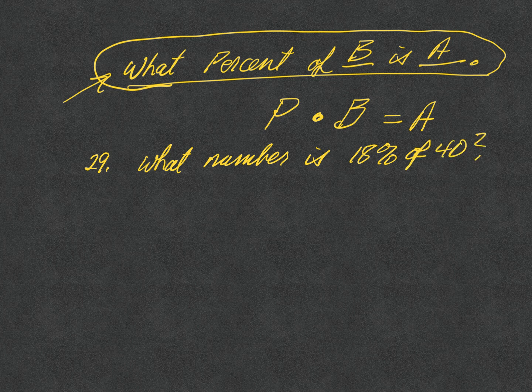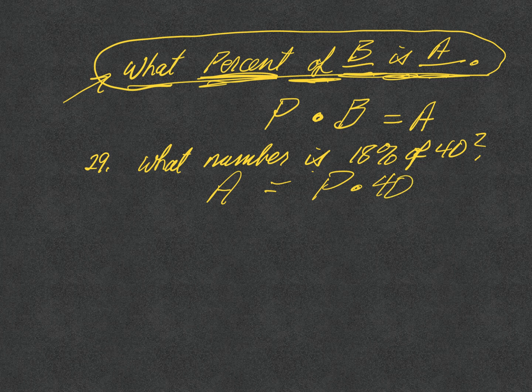Okay, so we want to translate that to percent of number is number. And so what number is, that's what we're trying to find. This is the A. A is what percent of 40, all right? And so we can say A equals 18% of 40 multiplied by 40.